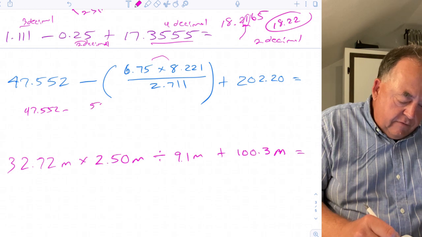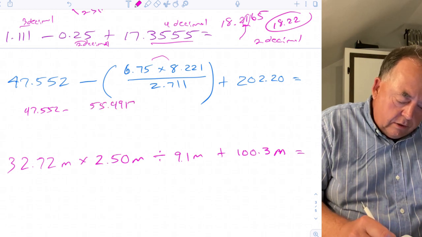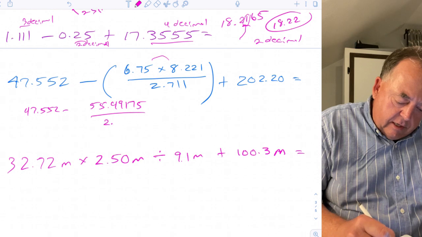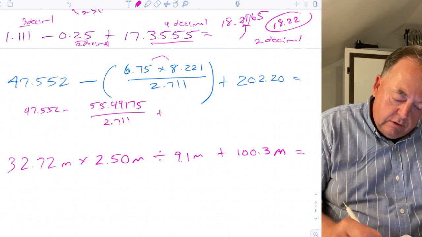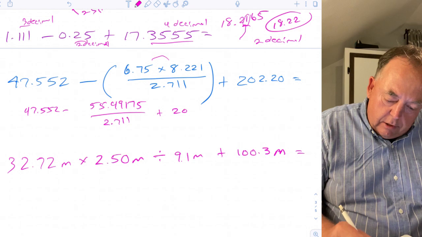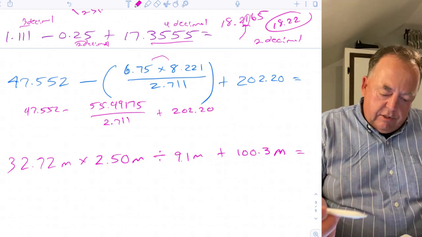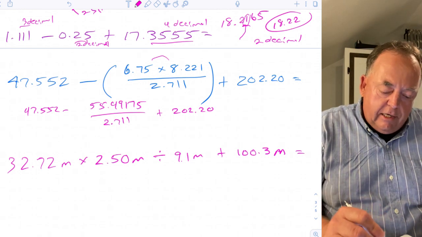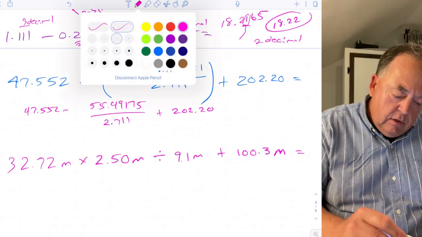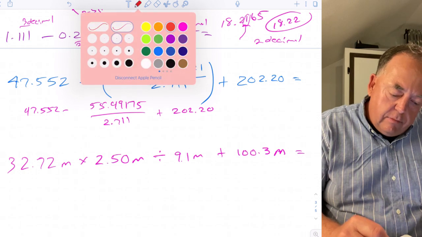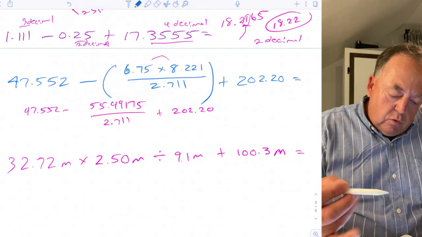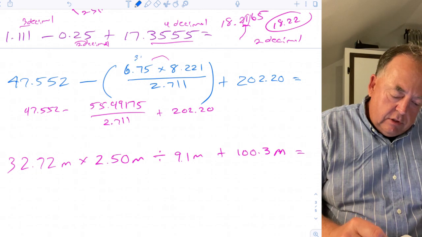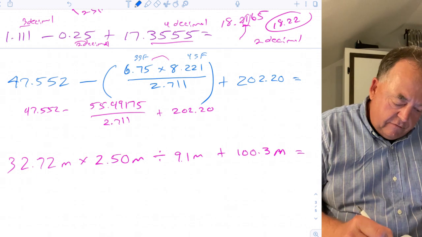So that gives you 55.49175, and then we're going to divide that in a minute by 2.711, and then plus the 202.20. Okay, so now what we want to do is figure out, in that one multiplication, what is the last number that counts? So we're not going to round, we're going to keep all of the numbers in our calculator. We just want to know what's the last one that counts. So this has 3 significant figures, and this has 4 significant figures, so your answer has to have 3 significant figures. So the last number that counts is that 4.